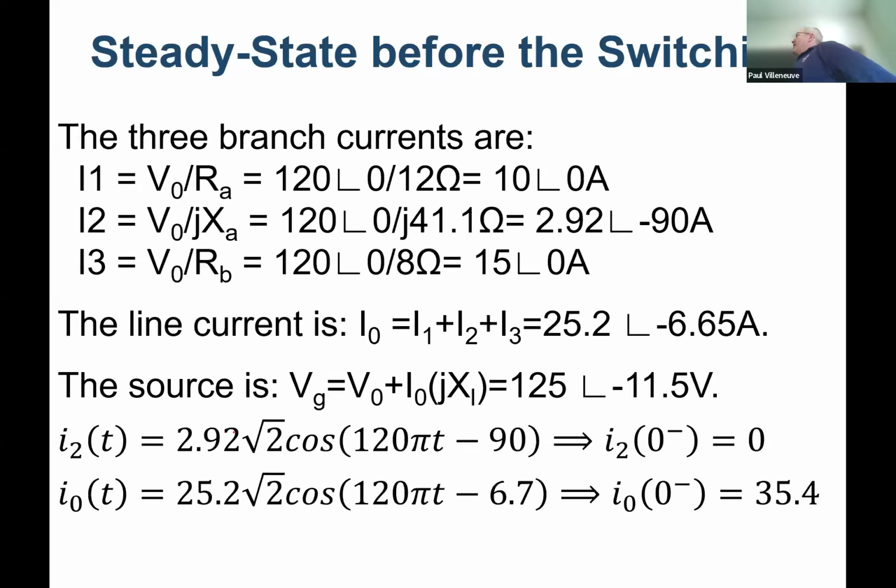Now, we're going to go through and see what happens at time t equals 0. So we end up with cosine of minus 90. The cosine of 90 is 0. So we end up with 0 there. And then our I0, because we have a phase shift, we end up with 35.4 amps. So you see how we did steady state analysis, but now we need a specific time value. So those are our two initial currents.